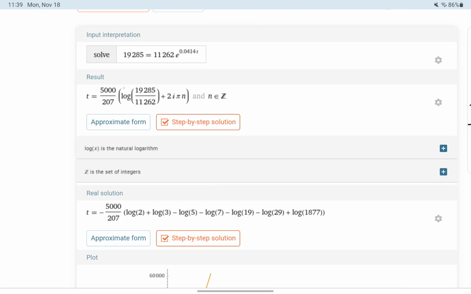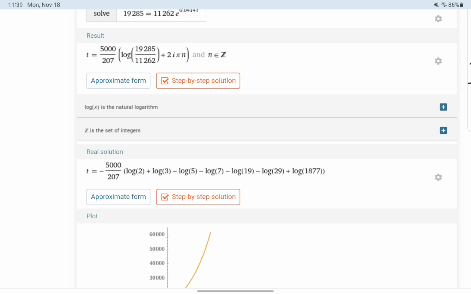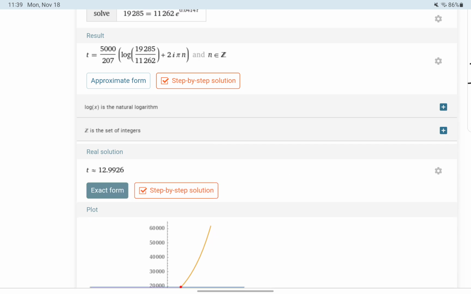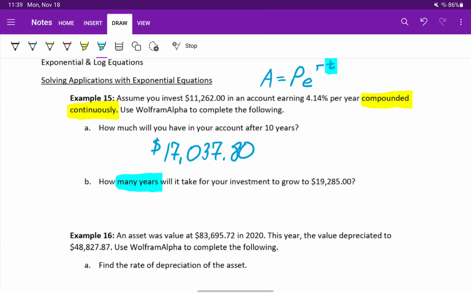And then we'll get a result that has an i in there. We want to ignore anything that has an i because we're not worried about complex results. We're looking for the real solution, and in an approximate form that would be 12.99 or about 13 years.